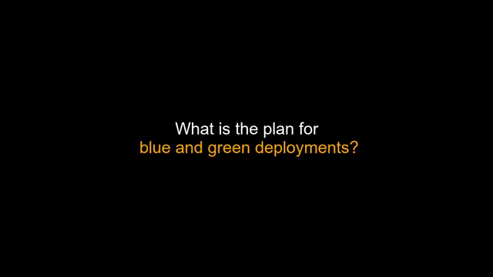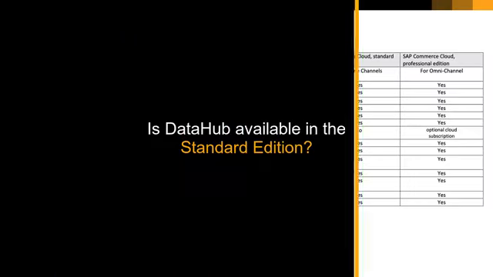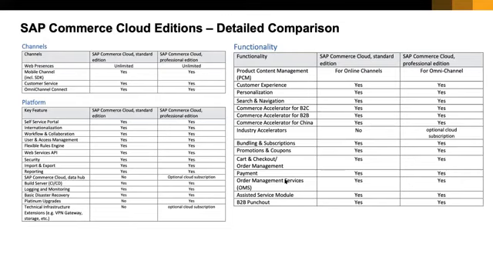Okay, so what is the plan for blue and green deployments? Again, it is in the roadmap, but there's no definitive release date for that. Yes, in standard edition, it is mentioned that Data Hub is not available. Yeah, you need to go for professional edition to use Data Hub in CCV2.